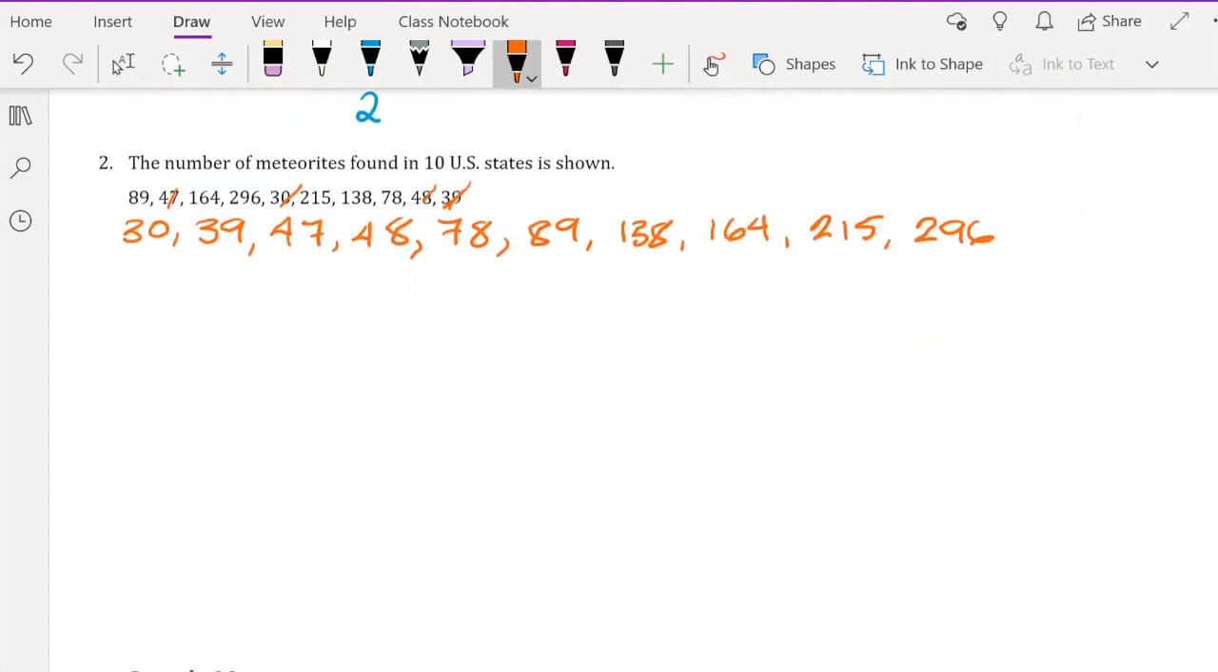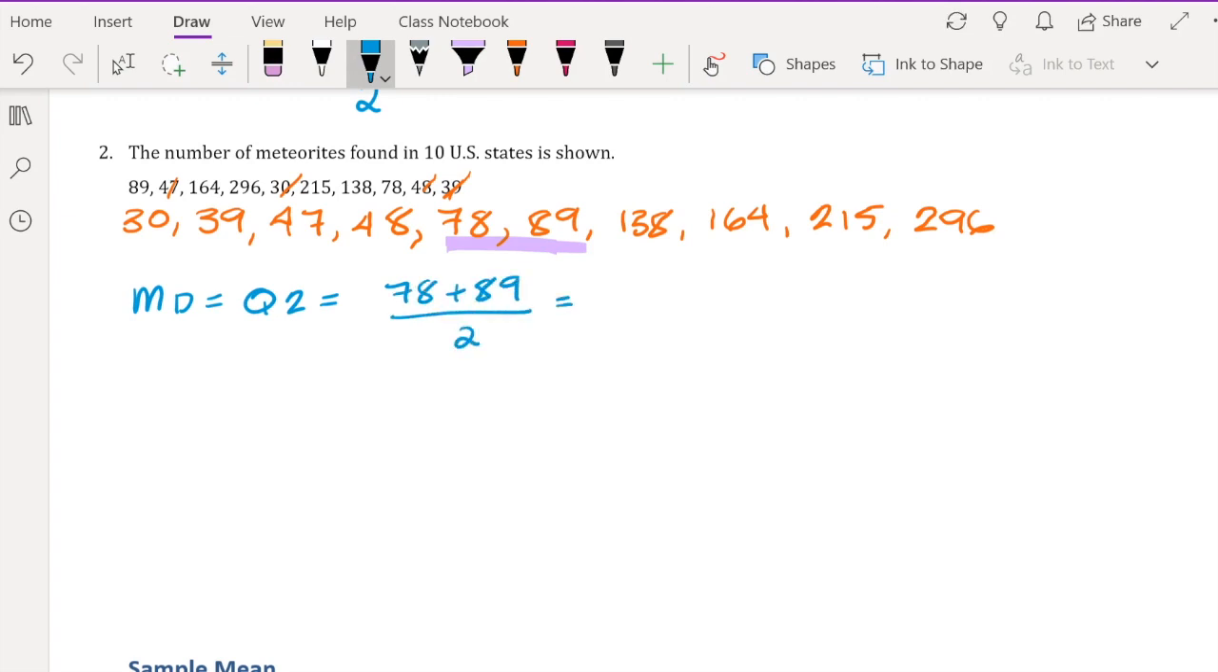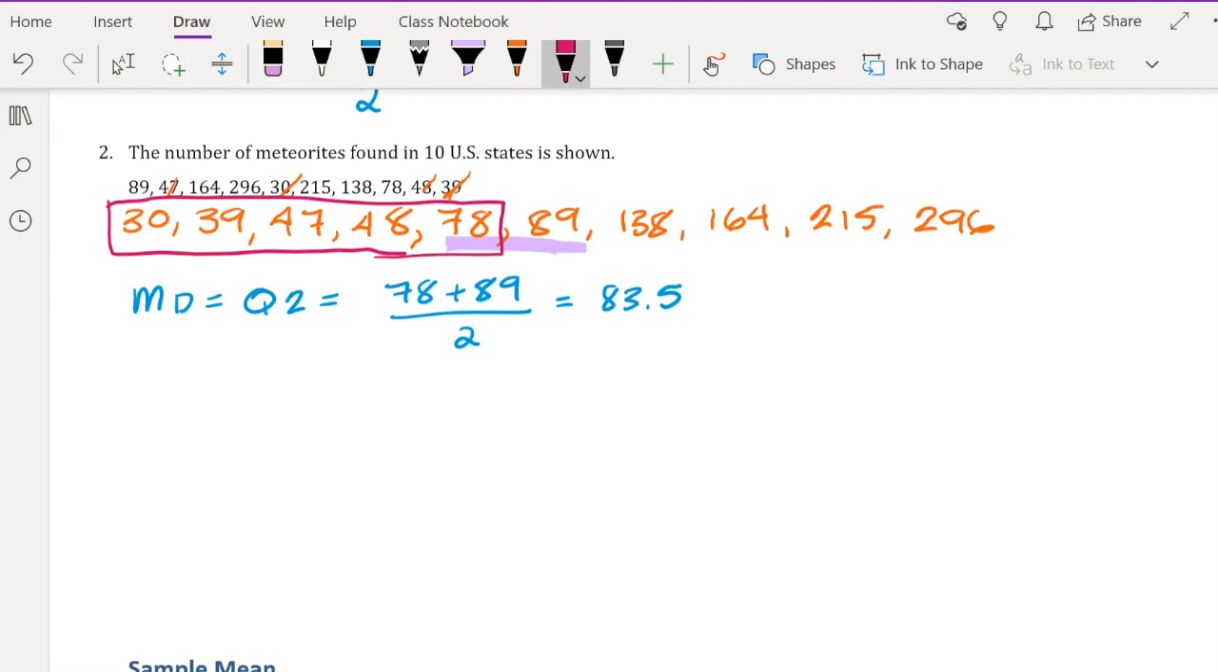Let me move this up now. So I have 10. So that means I need to find the two middle values and find the median for that. So these two are the middle values. Median is the same as Q2. So 78 plus 89 divided by 2. That is conveniently 83.5. Now I'm going to look at this section, and that includes the 78. So Q1 would be 47.